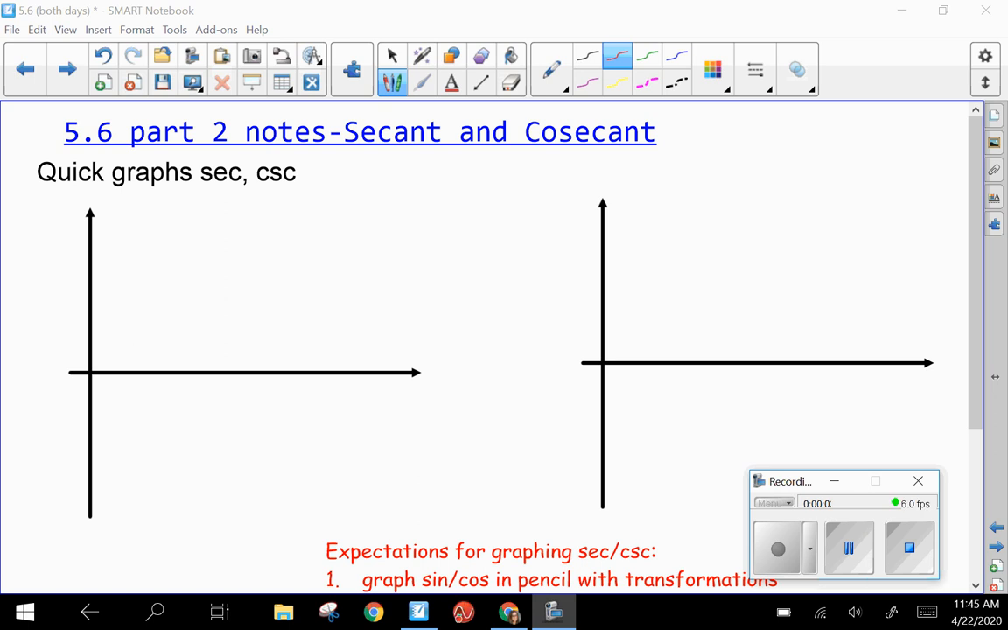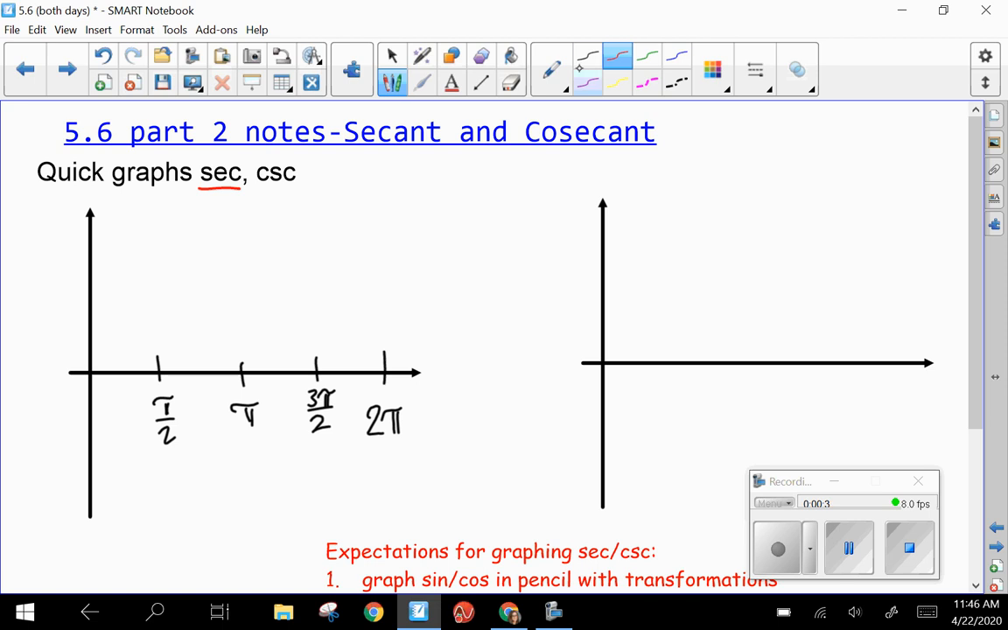We're going to wrap up section 5.6 by doing our evil twins, our reciprocal functions, our secant and cosecant graphs. So I'm going to just show you a quick sketch with those two to start. So here is 2 pi, here's pi, cut those in half, pi over 2, 3 pi over 2. Now what I'm going to do is start with their reciprocals.